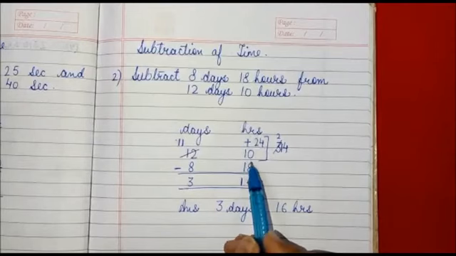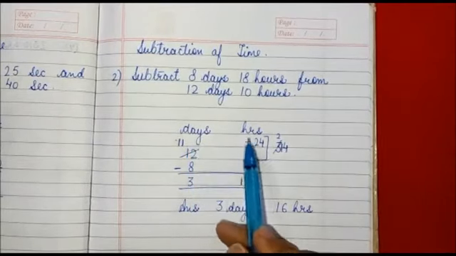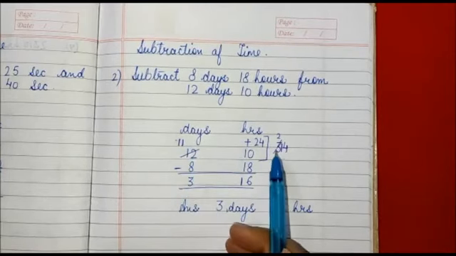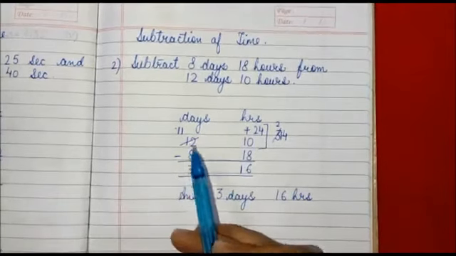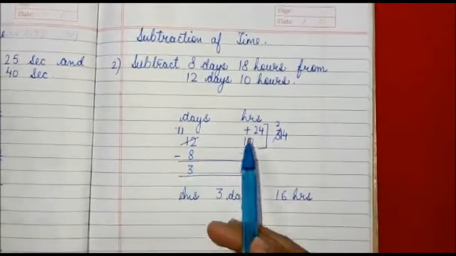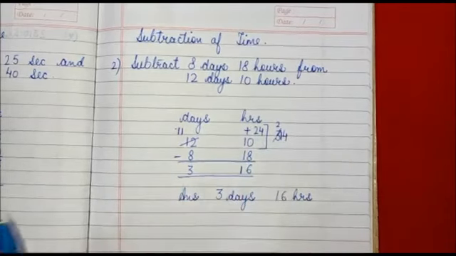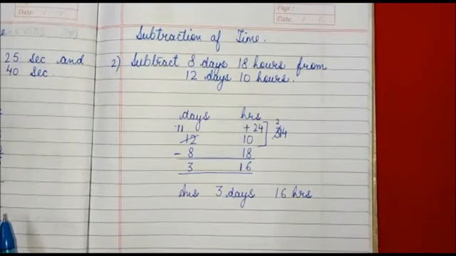The only thing, let me remind you once again: arrange them into the columns, and when you are not able to subtract, you have to borrow from your friend. As it is about days and hours, I have taken 1 complete day. 1 day means 24 hours. But when we have a question related to hours and minutes, in that question you have to add 60 minutes or 60 seconds. I hope this video will help you a lot to do the sums related to addition and subtraction of time.